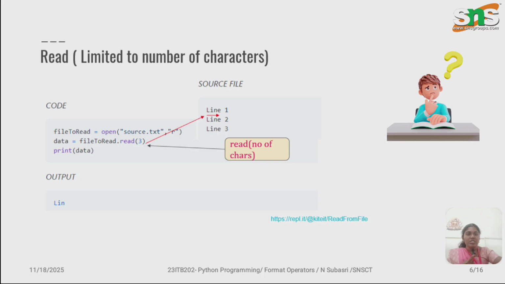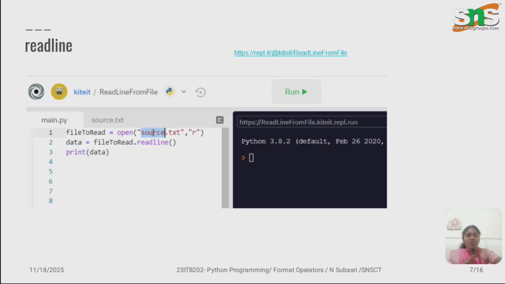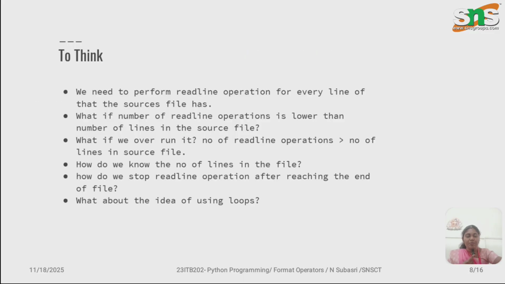For example, inside the source.txt file we have line 1, line 2 and line 3, but only 3 characters we are going to read. So after printing the data we'll get LIN only. Only the number of characters which we have specified will be read and printed. So here also the source.txt is the file. Inside it we are just reading it. Once you run the file you'll get the output. Already we have seen it. Inside it apple, orange, mango will be printed.